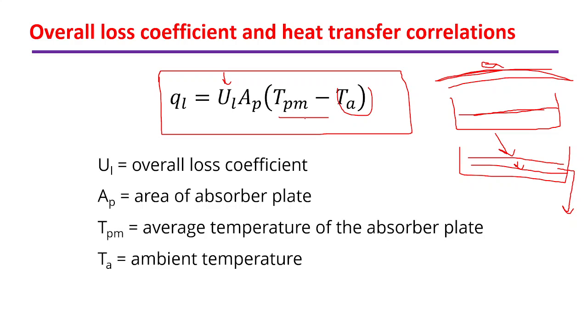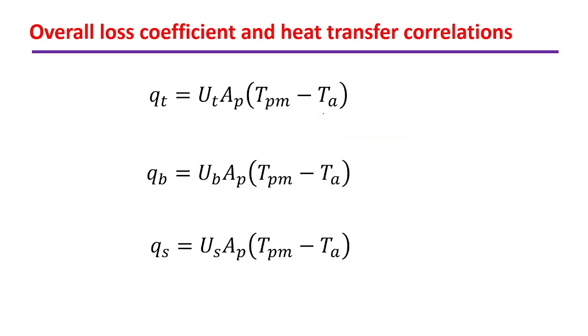First, that generic equation we have to keep in mind. This is for the overall loss coefficient. If we talk about the top losses, then the equation will be QT is equal to UT, the heat loss coefficient from the top, times AP (TPM minus TA). Likewise, for the bottom, QB is equal to UB AP (TPM minus TA), and for the side heat loss rate it will become US AP (TPM minus TA).